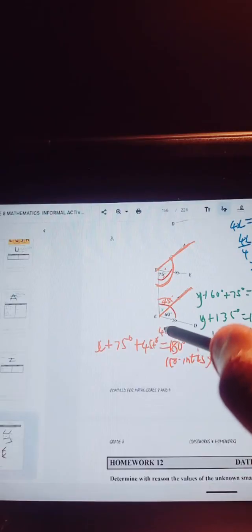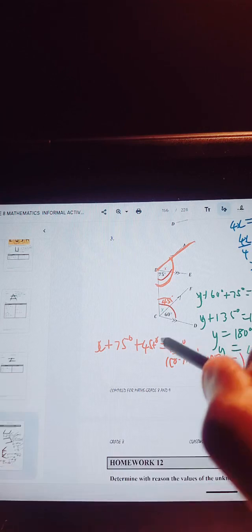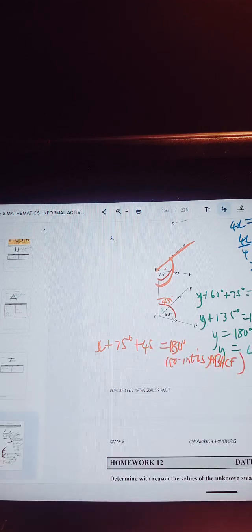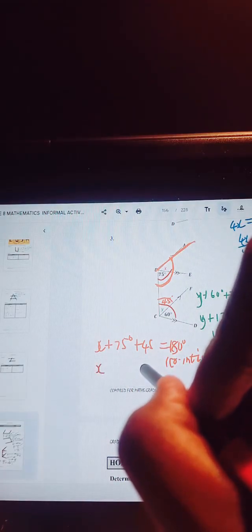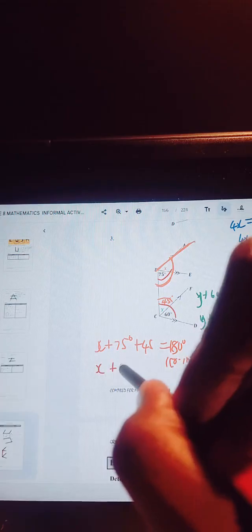The y is 45, sorry. So x plus 75 plus 45, because the y is 45. x plus 75 plus 45 is equal to 180. Yes, I will, it will just take me time, but I will. 75 plus 45 is 120.